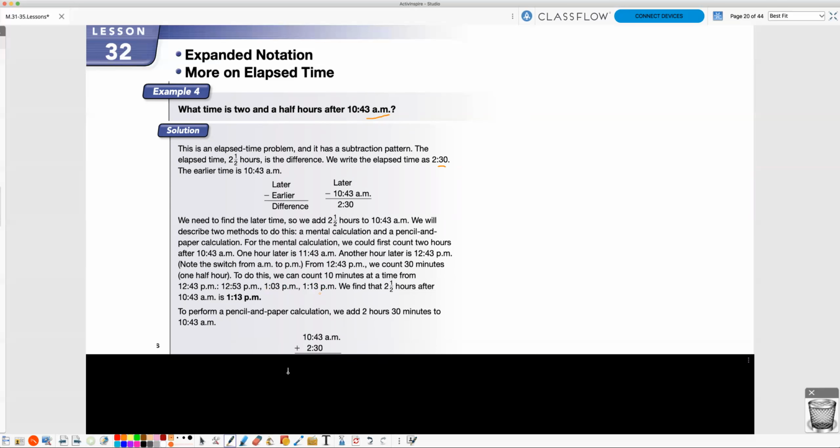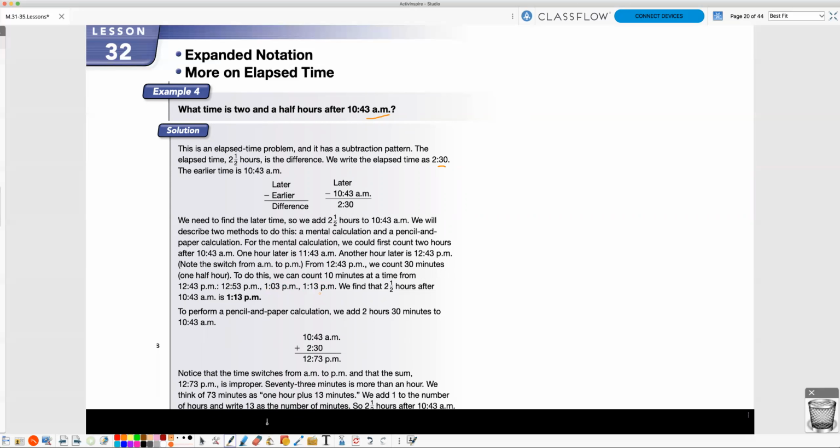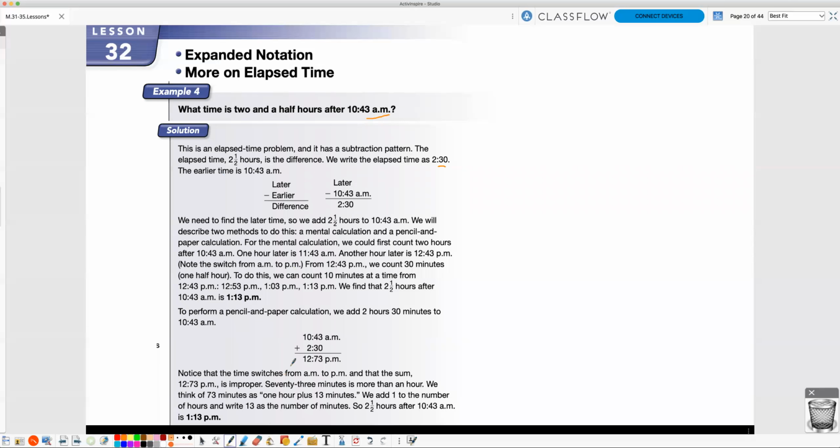If you're going to do pencil and paper calculation, it would look like this. Notice that the time switches from a.m. to p.m. and that the sum is 12 hours and 73 minutes p.m., which is improper. If you were to add those together, you'd get 73 for the minute side and 12 for the hour side, and that would change from a.m. to p.m. Since we think of 73 minutes as 1 hour plus 13 minutes, we can add 1 to the hours and write 13 as the number of minutes, so that 2.5 hours after 10:43 a.m.